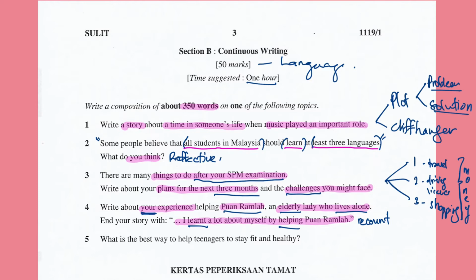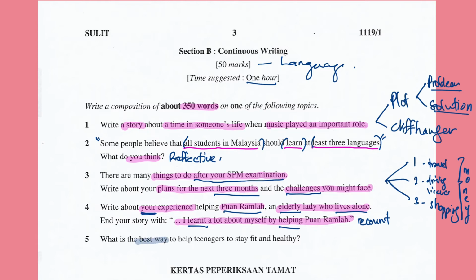Okay, question number 5. What is the best way to help teenagers stay fit and healthy? Alright, when you read this, pay attention to the plural form, and then you also want to make sure that you know how many points you are supposed to talk about. Obviously, examiners won't penalize you for not adhering exactly, but at least answer the question by fulfilling the requirement of the question.